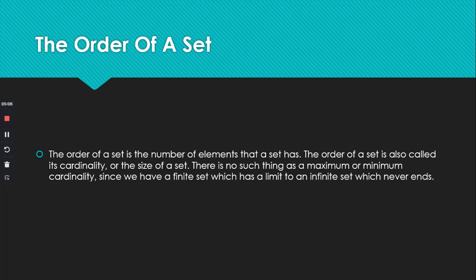Basically, the order is the amount of elements a set has, as it says here, also called cardinality or the size of a set. And as for the maximum or minimum cardinality, what I mean is that, for example, take the set of natural numbers.